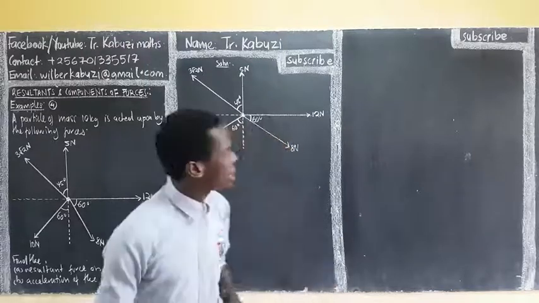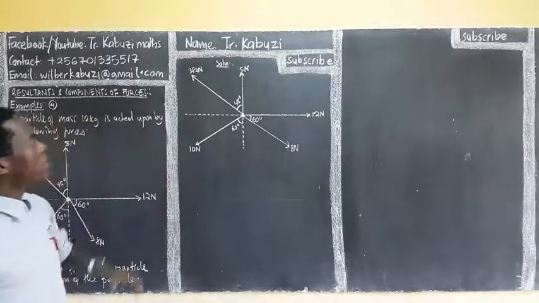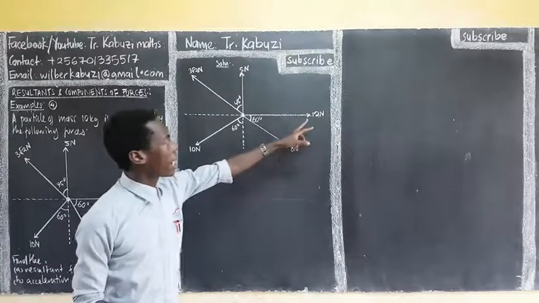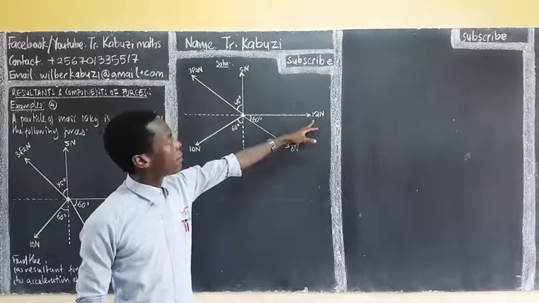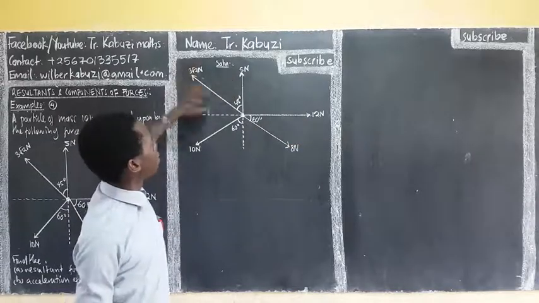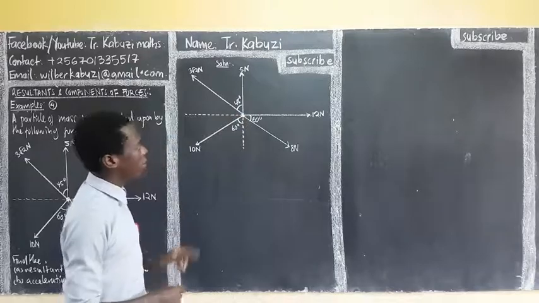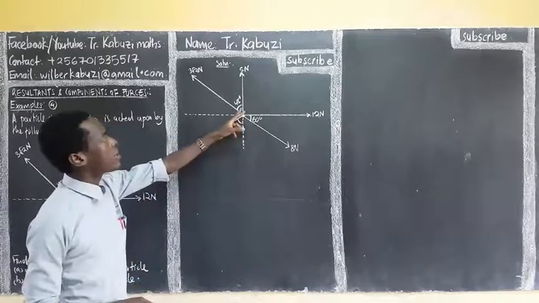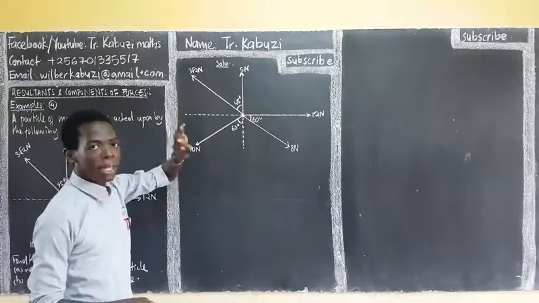So how do we do this? We do this by resolving. So this one is okay because it's purely horizontal, purely vertical, and then these ones are the ones we are going to resolve. So now here, you be careful. The angles here are upon you. Always be careful with the angle.